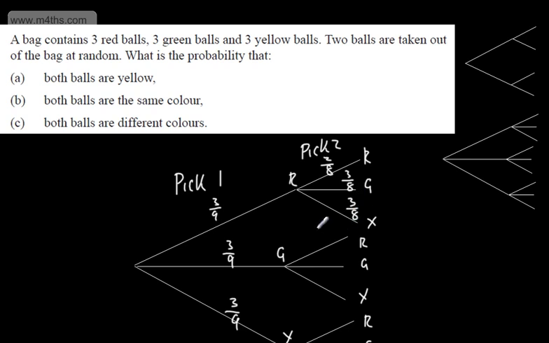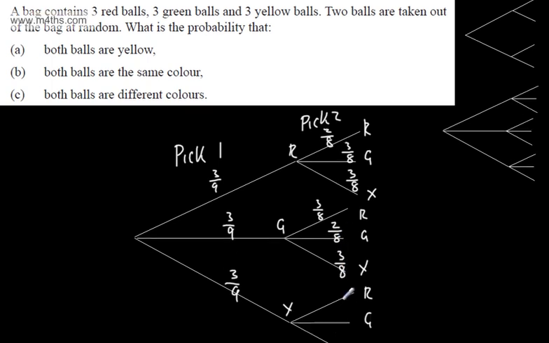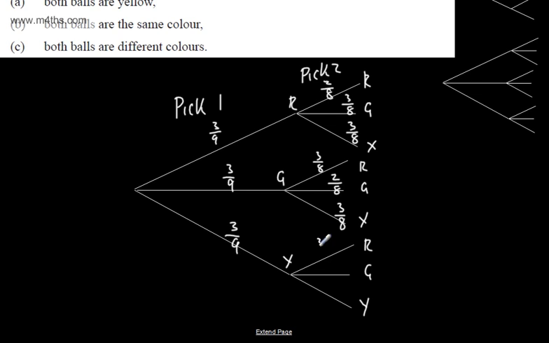We would have now 3 out of 8, 2 out of 8 and 3 out of 8. If we looked at this one, we would have 3 out of 8, we would have 3 out of 8, and we'd have 2 out of 8. So both balls are yellow.